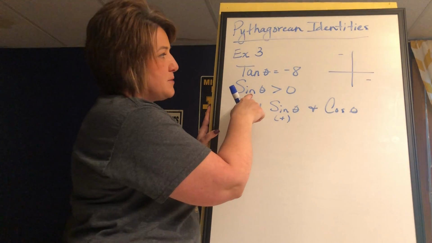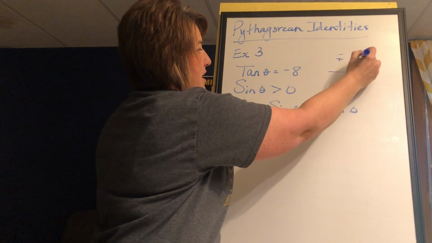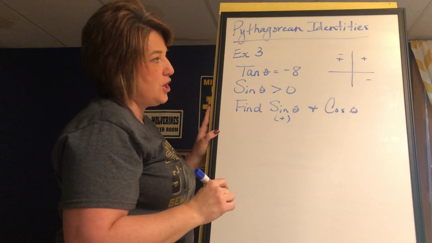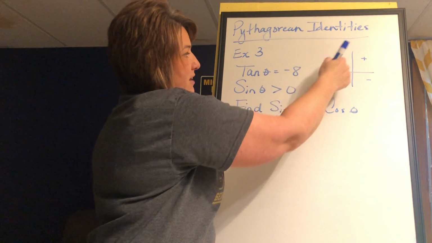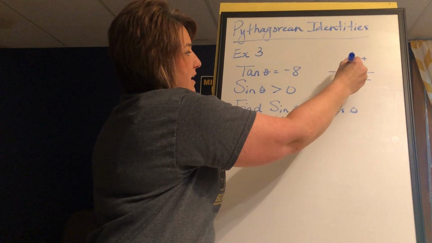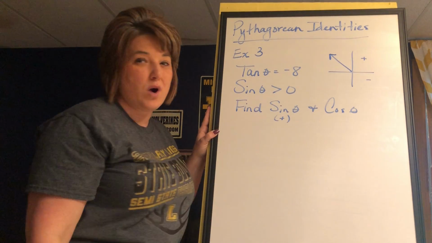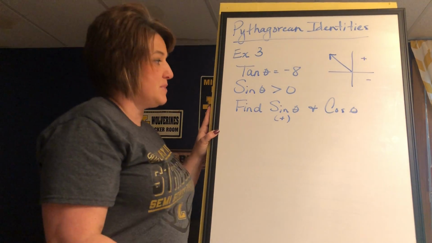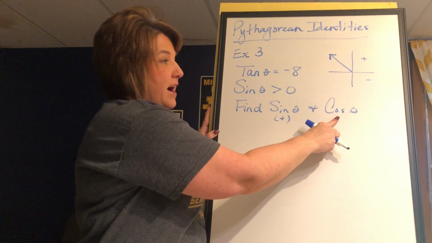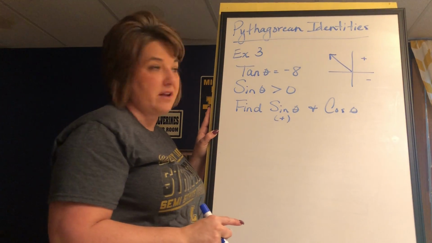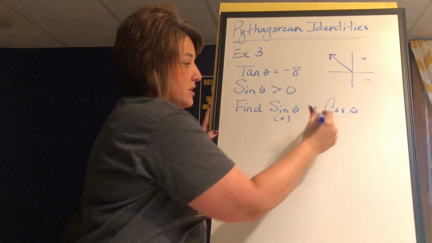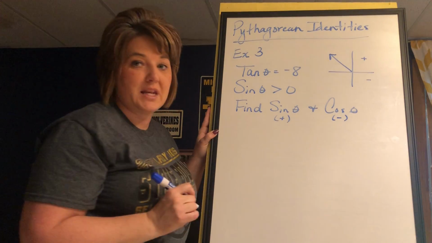But we know that sine is positive. Well, sine is only positive here and here. So you can see that we've got this scenario right here. We know theta is up here in the second quadrant somewhere. That just means when I find cosine, I need to make sure I put a negative sign in front of it because it's in the second quadrant. So we know that cosine is going to be a negative answer.